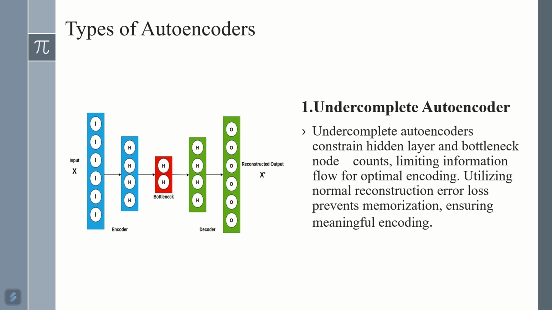By limiting the flow of information, undercomplete autoencoders prevent the model from memorizing the input data. This is important because we want the encoding to capture meaningful patterns rather than just regurgitating what it has seen before. The goal is to reconstruct the input data as accurately as possible while still keeping the encoding concise and meaningful. It's like trying to summarize a long book into a short paragraph. You want to capture the essence without getting bogged down in every detail.